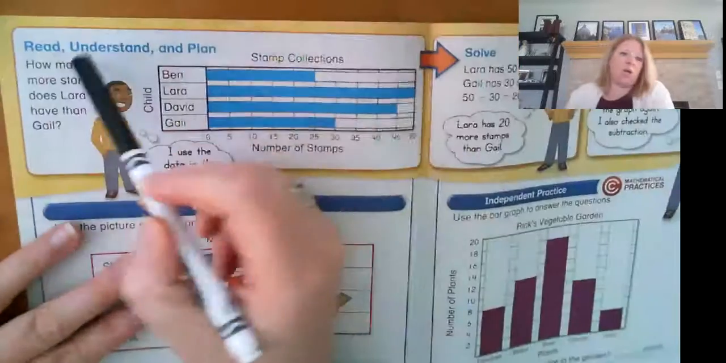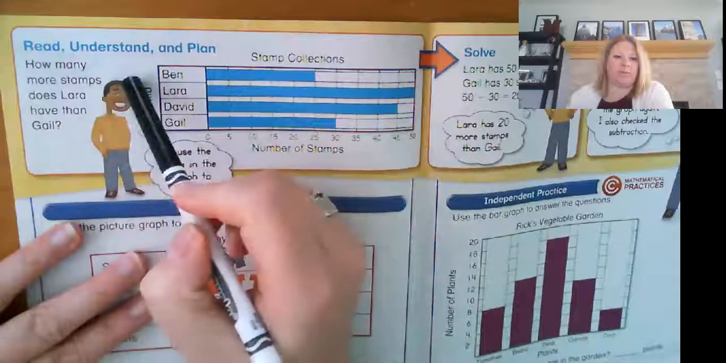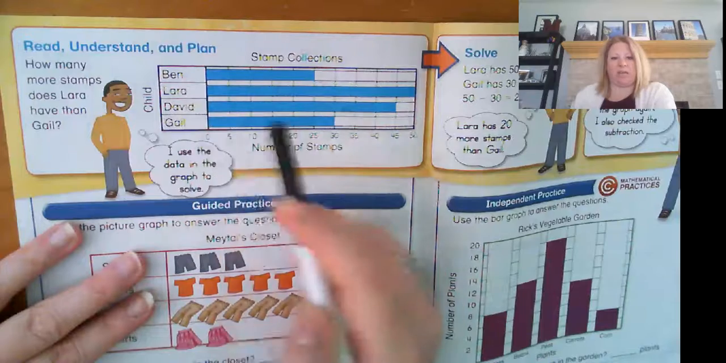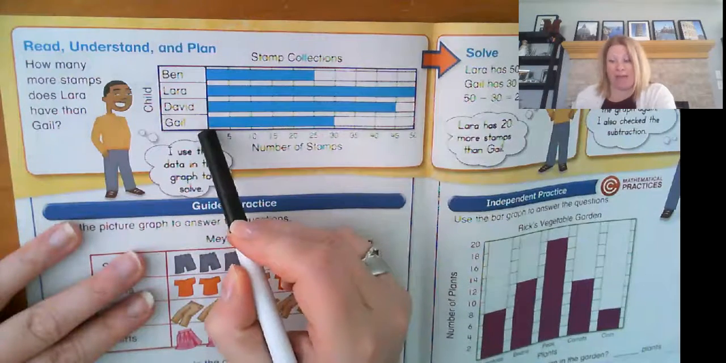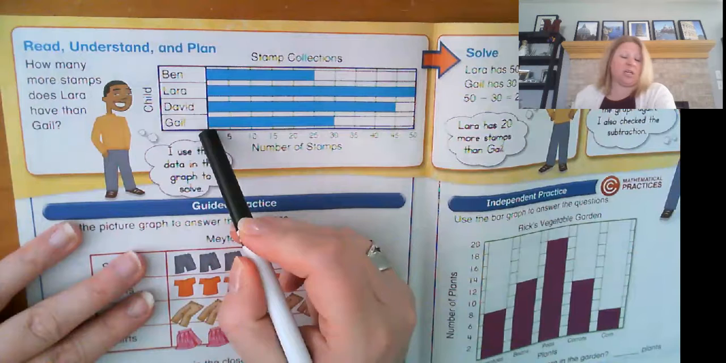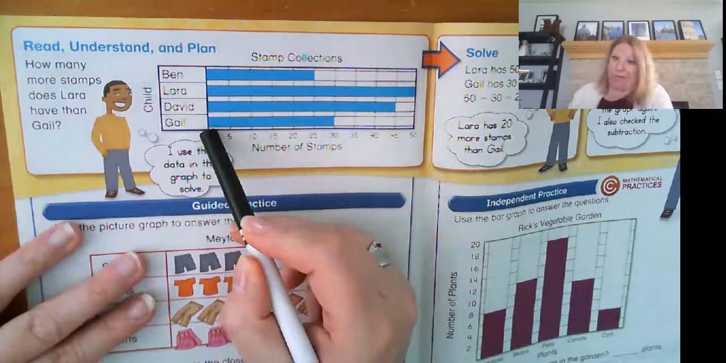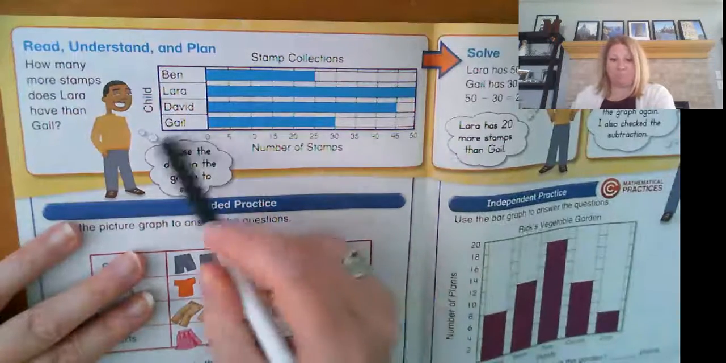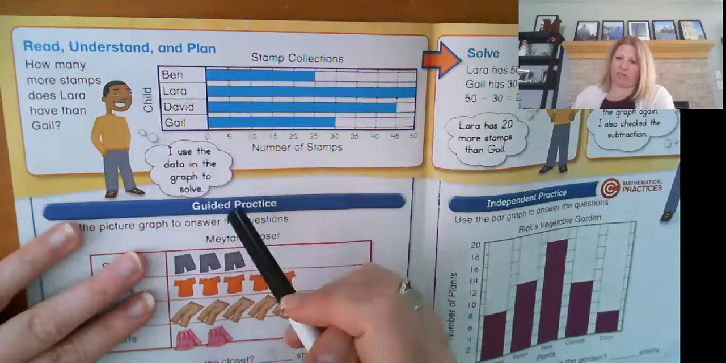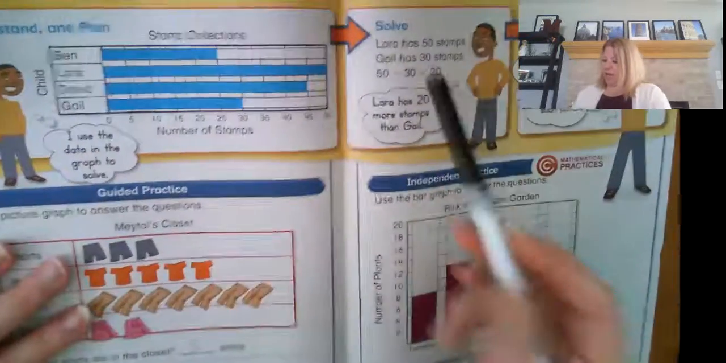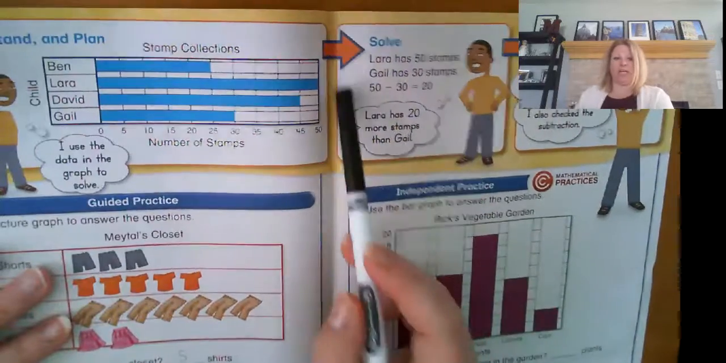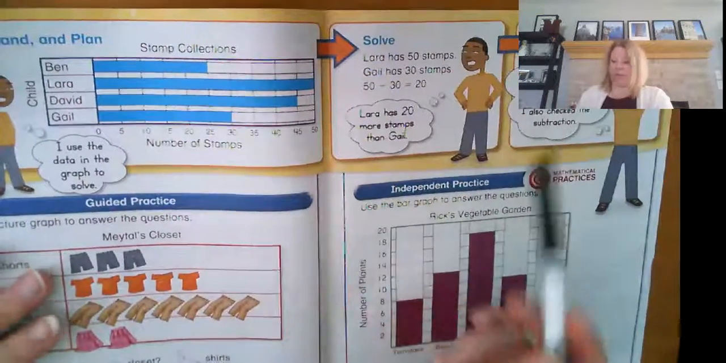All right. Read, understand, and plan. How many more stamps does Laura have than Gail? So I have stamp collections. I have Ben, Laura, David, Gail. Number of stamps. Look at their scale. They counted by 5. And we talked about how scales can always be different on graphs by 1s, 2s, 5s, 10s, hundreds, thousands, millions, whatever. So this is counting by 5s, 5, 10, 15, 20, and on. And he's thinking, I use the data in the graph to solve. So it says Laura has 50 stamps and Gail has 30. So he did mental math and he subtracted. He did 50 minus 30 and got 20.